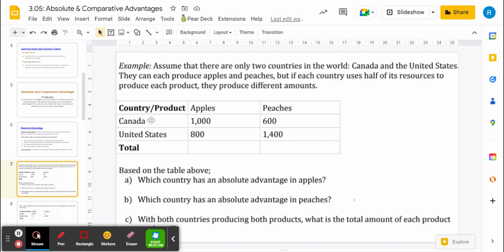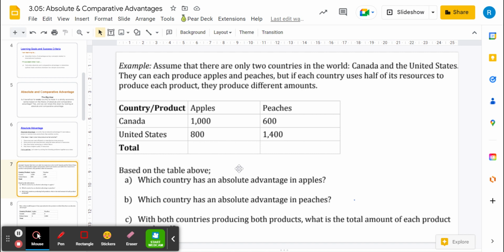So if Canada uses exactly half of its resources devoted towards apples and exactly half of its resources devoted towards peaches, Canada will make 1,000 apples and 600 peaches over some stretch of time. If the USA does the same, half of its resources to make apples and half of its resources to make peaches, it'll make 800 apples, 1,400 peaches. When I say resources, again, going back to the last slide, that could be people, technology, land, etc.